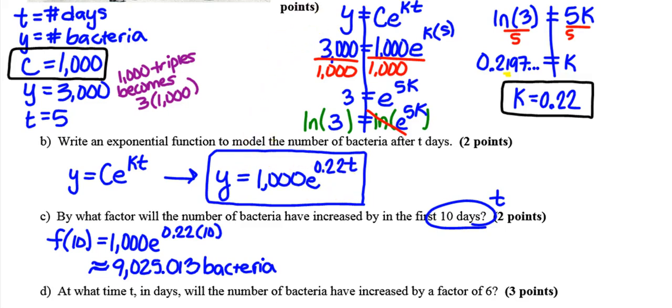So my initial amount was what? Let's apply that chain of reasoning to this. My initial was 1,000. So how do we get from 1,000 to roughly 9,000? Well, 1,000 times 9 is 9,000. So our answer is a factor of 9.